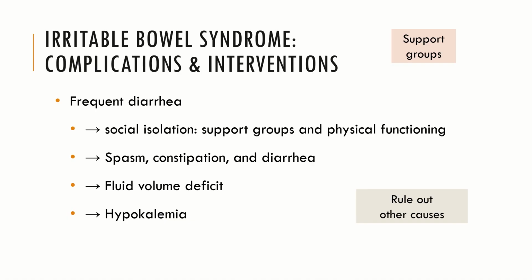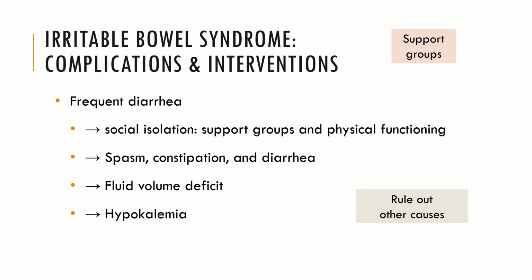Okay, talking about complications and interventions. This slide is going to be specifically talking about IBS type D, so that frequent diarrhea. A lot of times when people are needing to go to the bathroom multiple times an hour, they're not going to really want to be going out. And so whether that's missing school, missing class, missing work, whatever the case may be, they might try to socially isolate while they're trying to deal with their IBS flare-up at that time.